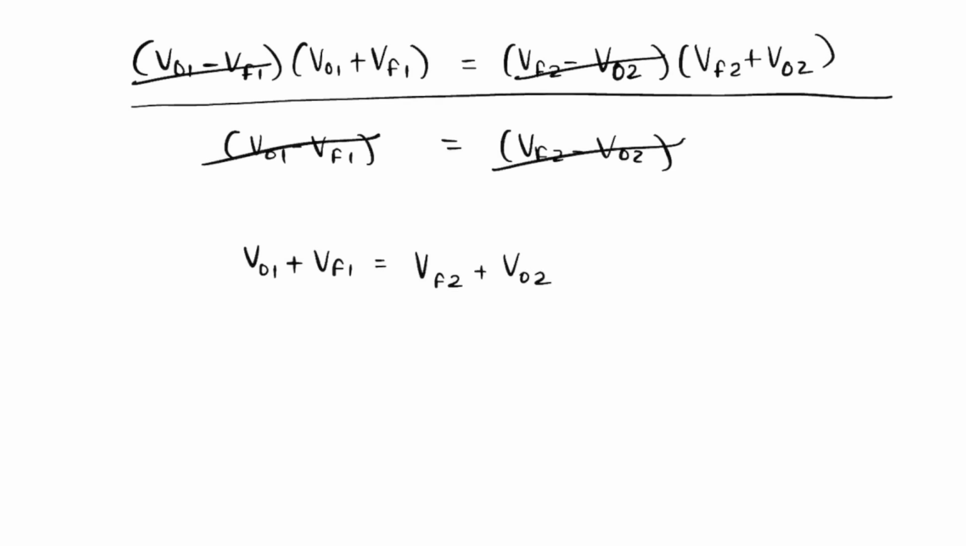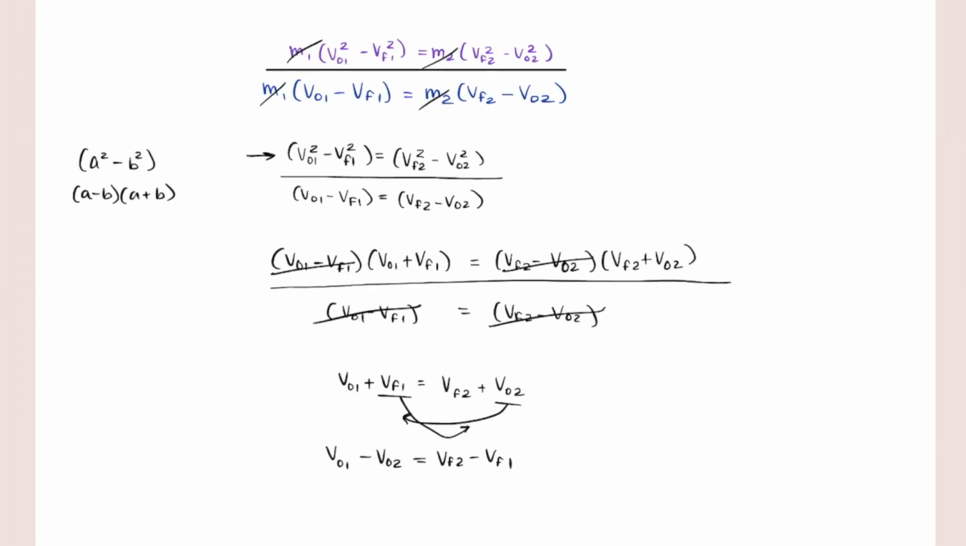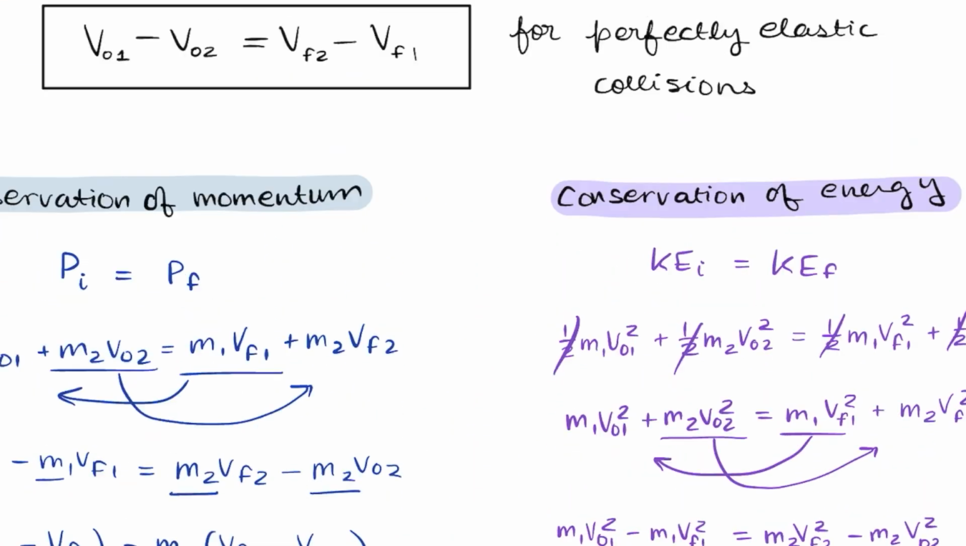Now once again, we can bring our initial velocities to one side and our final velocities to one side, subtracting this over here and subtracting this over here. We're left with velocity initial 1 minus velocity initial 2 equals velocity final 2 minus velocity final 1, which is essentially this equation right here.